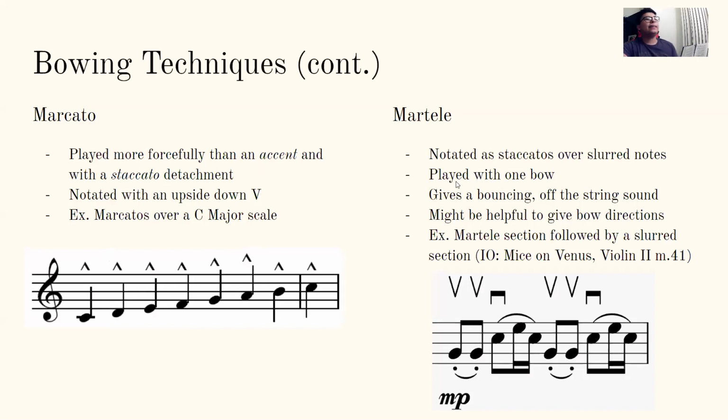We have the martelle, which is notated with staccatos over slurred notes. That means it's played with one bow, but you're bouncing off the bow in one direction. So for this situation, you might want to give bow directions. We have this V, which is an up bow, which is like pushing the bow up. And then we have this kind of bracket, which is a down bow. So this is played like up, up, down, as you can see.